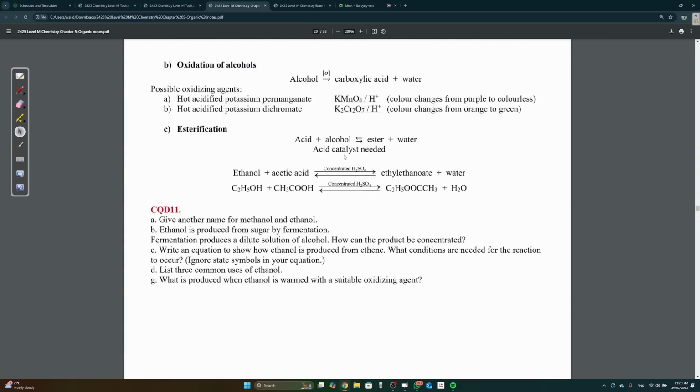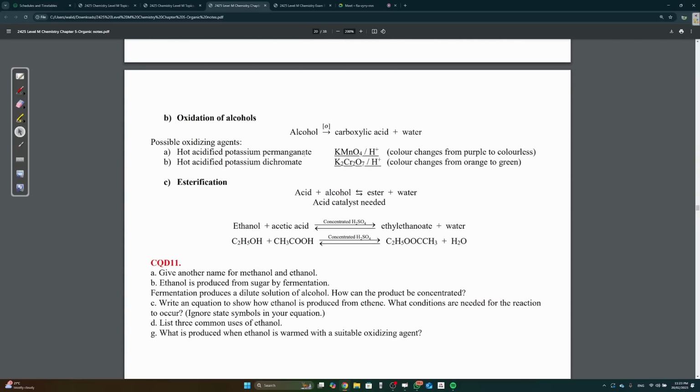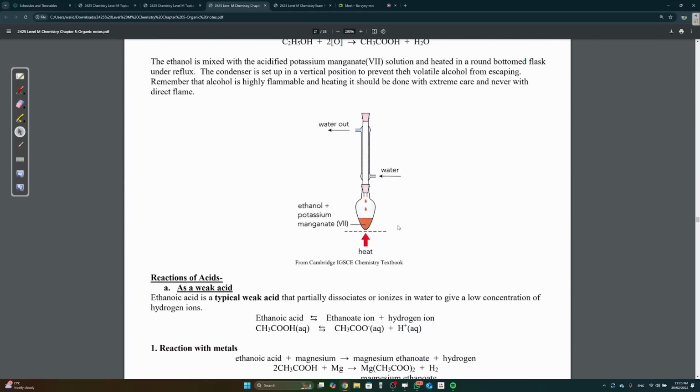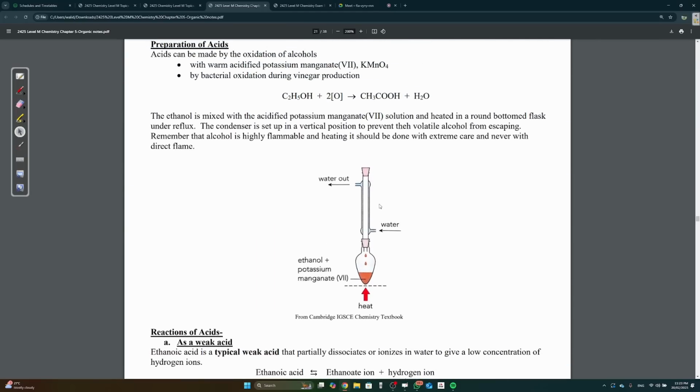By the way, you should remember the temperatures. Oh, they didn't mention, but you just need to heat. Okay, as you can see here, in case they get this picture in the exam. So you heat the ethanol with potassium manganate, it's going to oxidize and get you carboxylic acid.